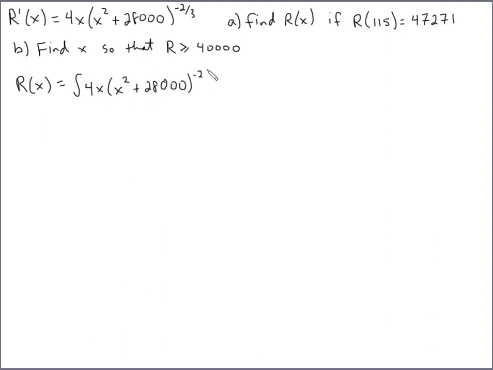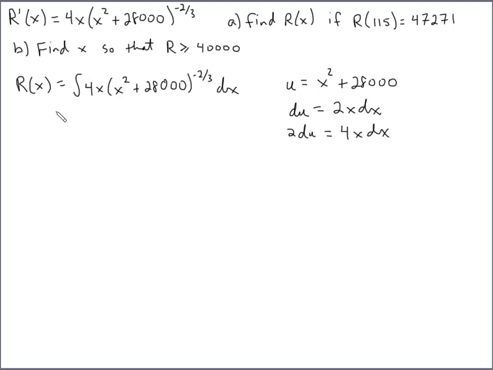Okay, so how are we going to do that integral? This is a substitution one. We're in the section for substitution here, so let's say that u is going to be equal to the thing in the parentheses there, x squared plus 28,000, and so du is 2x dx. Now notice here that we've got a 4x dx, so let's multiply both sides of this by 2. We'll get 2 du is equal to 4x dx.